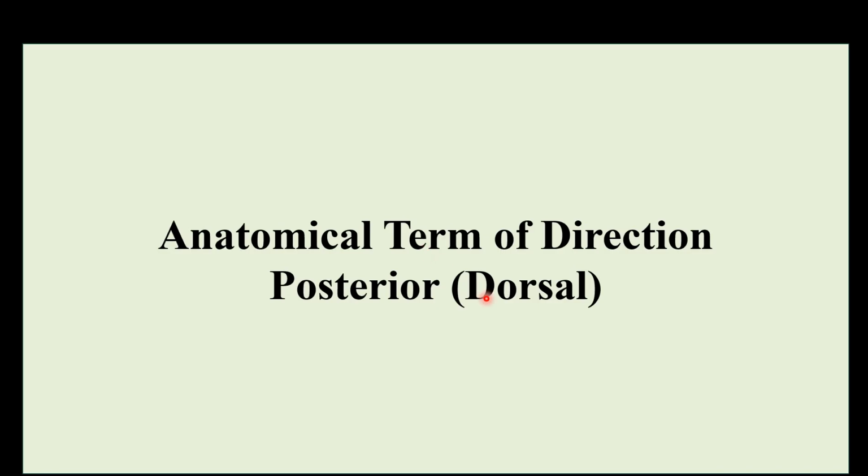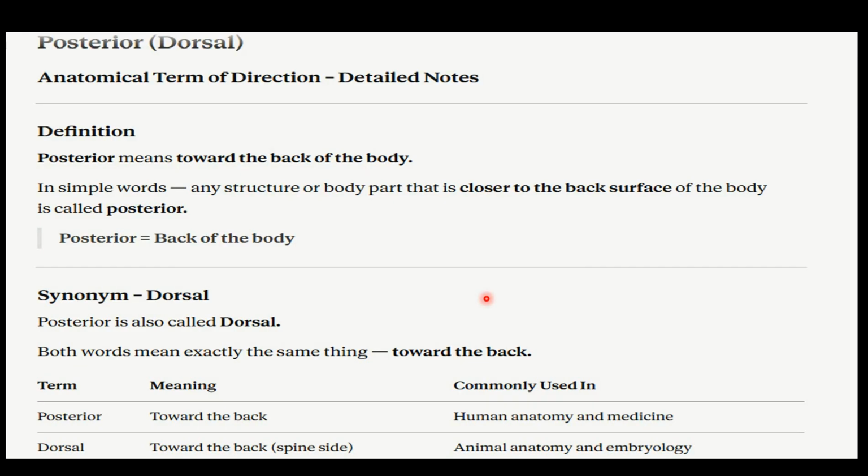And we will start from the definition itself. I have already prepared proper notes for you, so you can also refer to these notes and study from them. So let's start from the definition, like what is posterior, what exactly the term posterior means. Posterior means towards the back of the body. Okay, so whenever we are using this term, that means we are denoting something towards the back of the body.